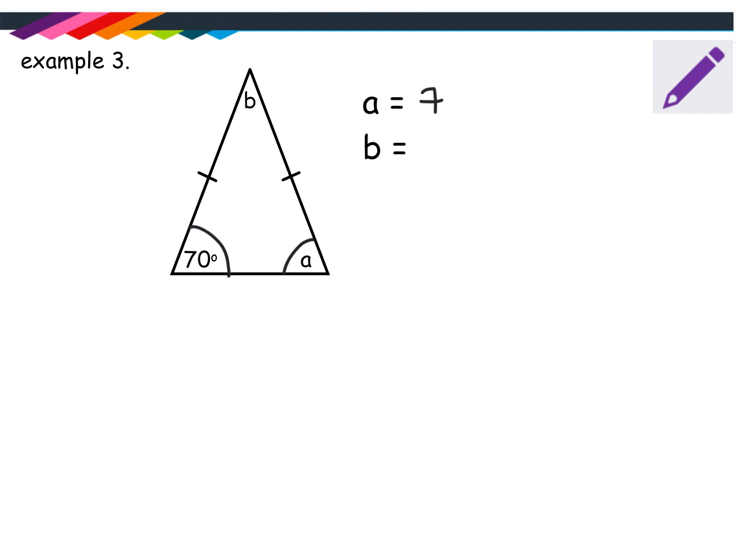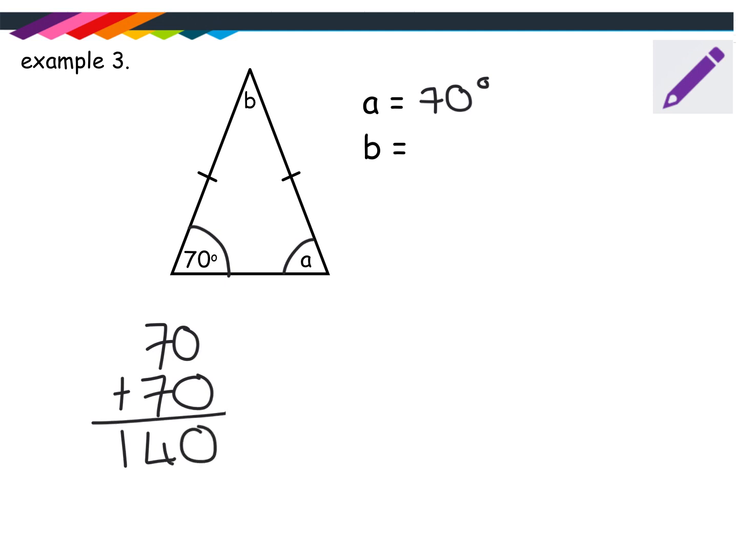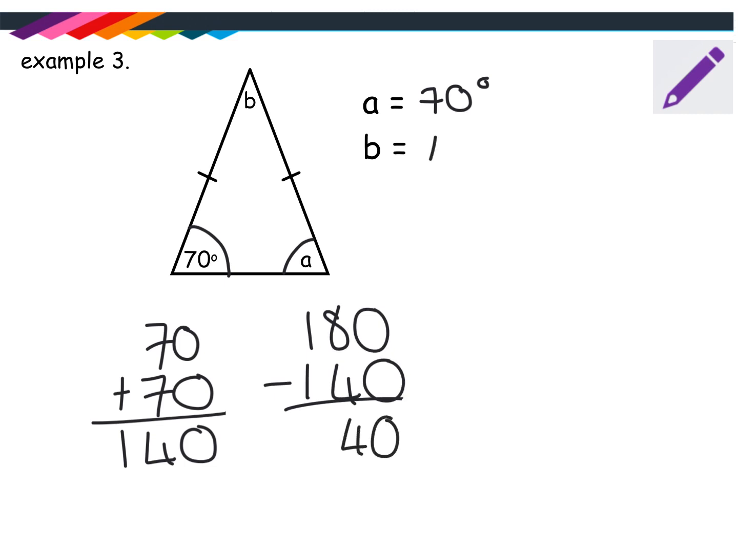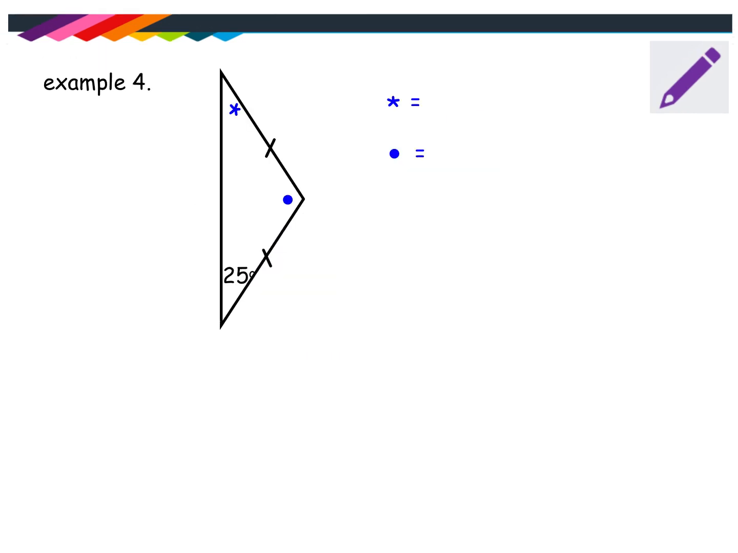Angle A is 70 degrees because I didn't have to do any work in there. So to get angle B, we do 70 plus 70 is 140. And then the angle at the top would be 180, take away 140, which is 40 degrees. So angle B is 40 degrees up the top. So that's that style. That's an easy isosceles one.